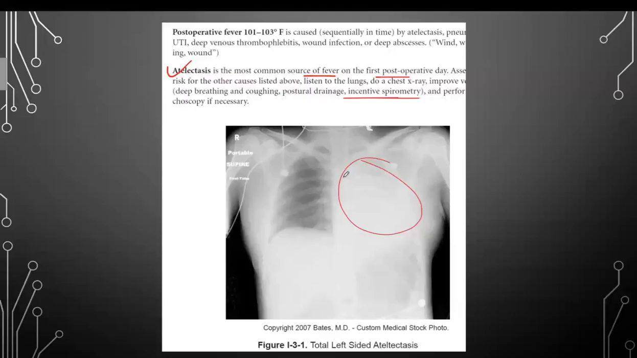So after operation, they can develop atelectasis quite easily. Normally, your respiratory tract is able to bring out some mucus every day. But after operation, if the patient is not bringing up mucus, it can sometimes block a small part of the bronchus. And if the mucus is blocking this, then this part will not get any air. So it can develop atelectasis.